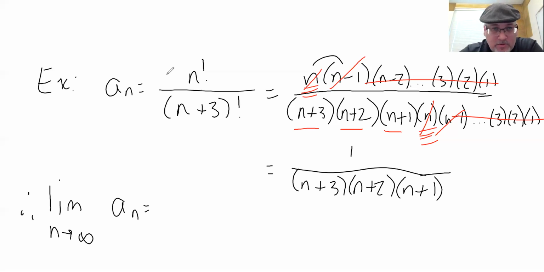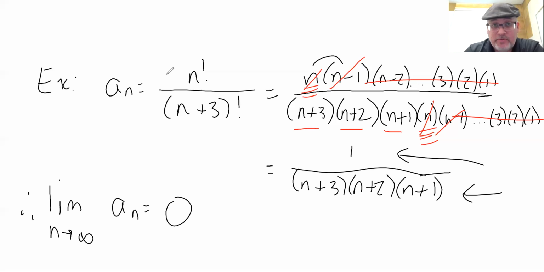Well, what's this limit? Well, the numerator is static, it's 1, and the denominator is growing really fast because it's a cubic polynomial. If you multiply it out, let's start with it in cubic. So however you look at it, this limit is equal to 0.